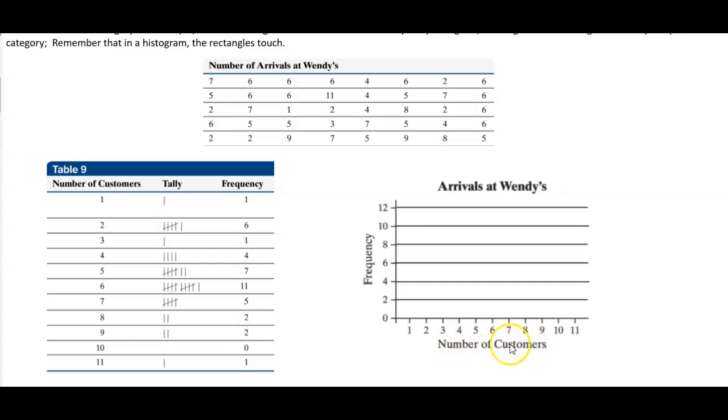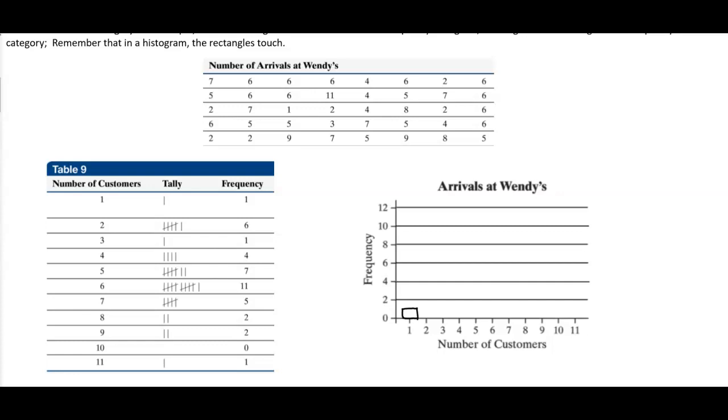You have a number of customers down here going from 1 to 11, and then the frequency is going to go from 0 to 12. So you can see here that these numbers go as low as 0 all the way up to close to 12. And then you title it Arrival at Wendy's. For the first one, number of customers is 1, and therefore the frequency is 1. Since it goes from 0 to 2, I'm going to have a rectangle get approximately up here at the value of 1.